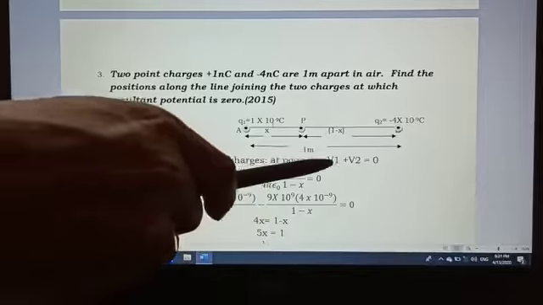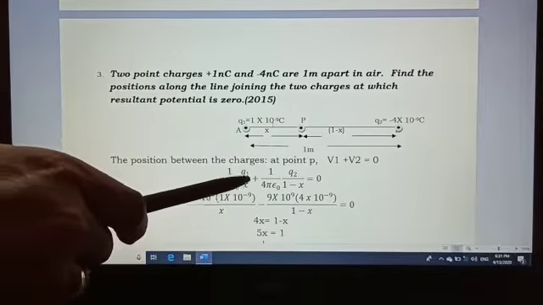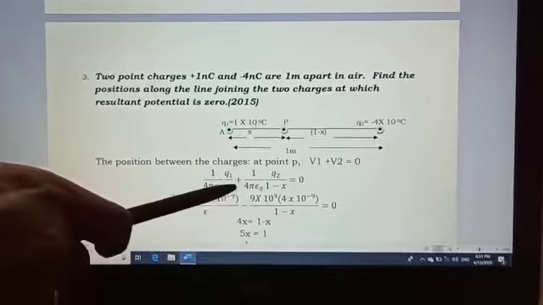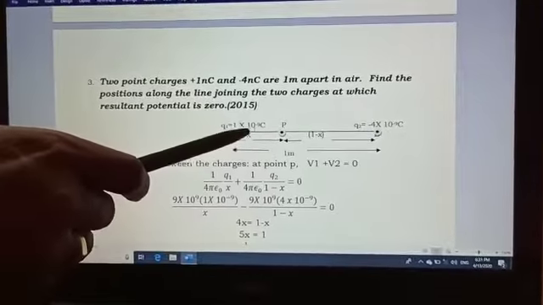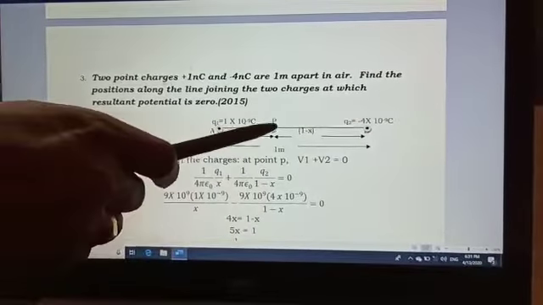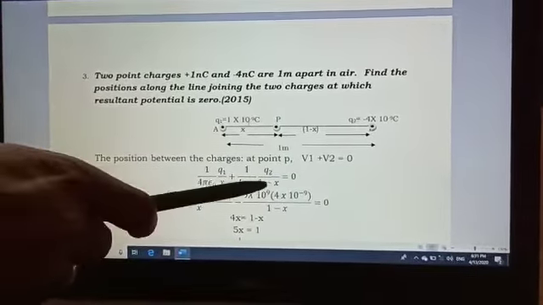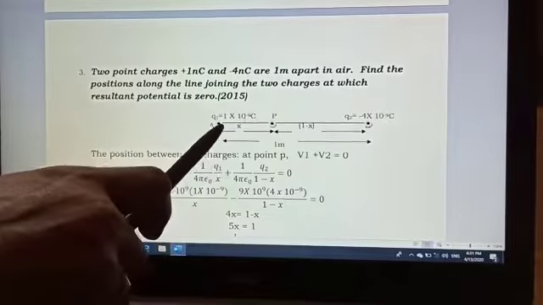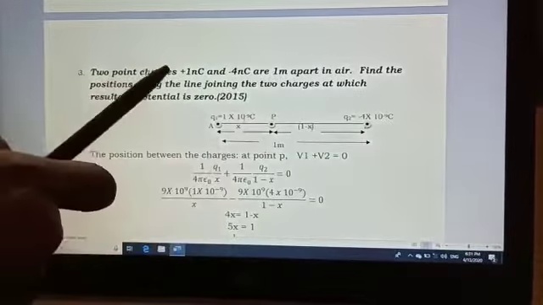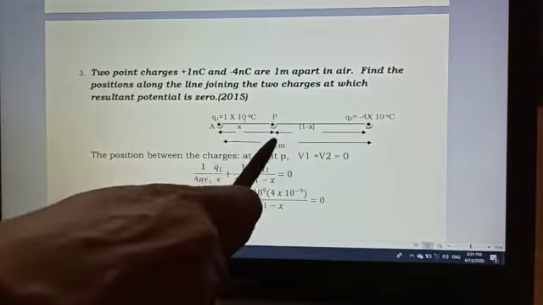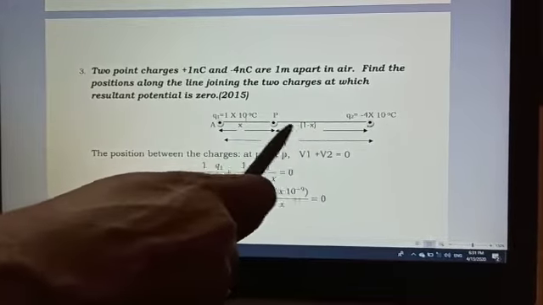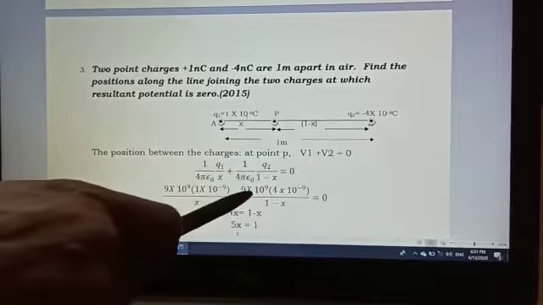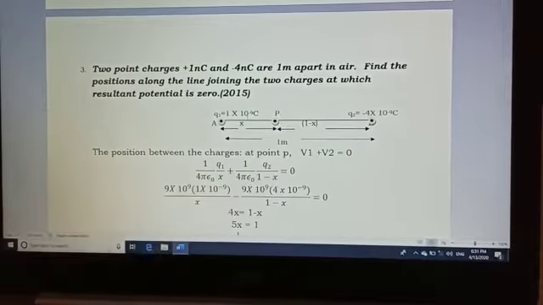Okay, so what is V1? 1 over 4 pi epsilon naught, Q1 divided by x. You already know that. x is the distance from A to P. Now for the other charge, it is 1 minus x. Why have I considered 1 minus x? Because it is 1 meter from A to B, but x is this side, so what is left out here is 1 minus x. So 1 minus x, and the sum is equal to 0.